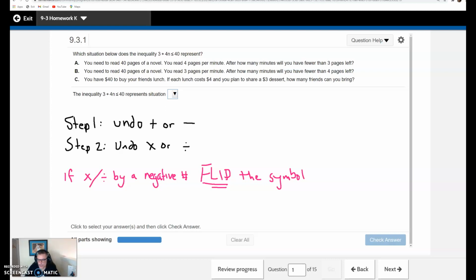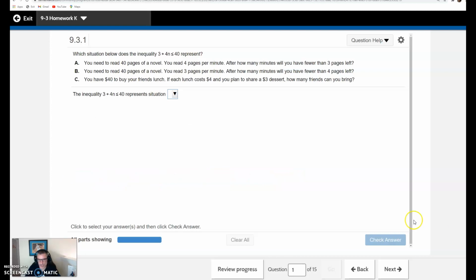So let's take a look here. I'm going to do number 1, number 2, and number 3. It says, which situation does the inequality 3 plus 4n is less than or equal to 40 represent? And I'm going to show you how I approach these problems. So here's the inequality we're looking at, and they give us 3 different situations, and one of these situations can be represented using this inequality.